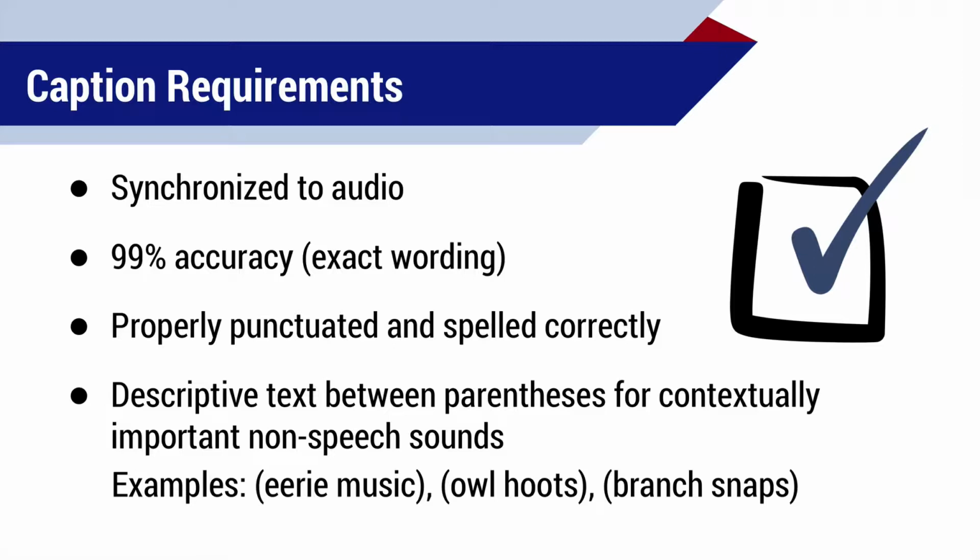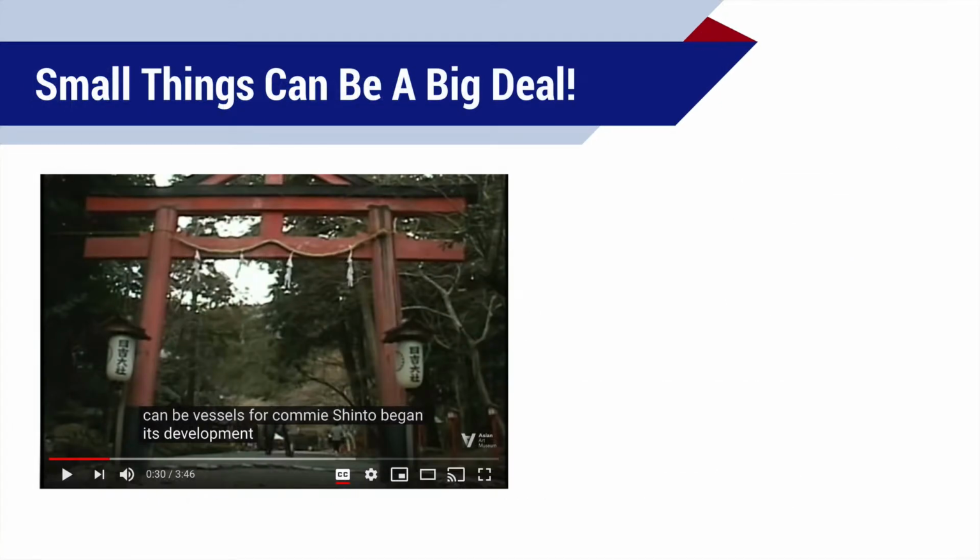The captions for that scene might have the words "eerie music" between parentheses, and they would also capture non-speech sounds like owl hoots or branch snaps, so that viewers who can't hear will be able to get the full context of what's happening. Some of those caption requirements, like spelling and punctuation, might seem a little nitpicky at first, but let me show you an example of how seemingly small things can turn out to be a big deal.